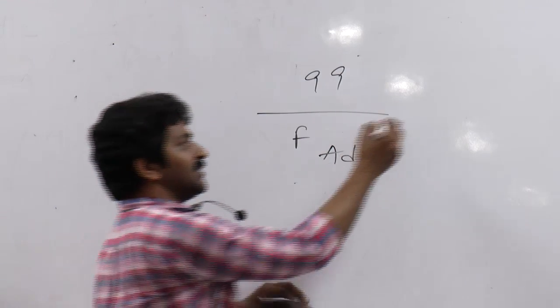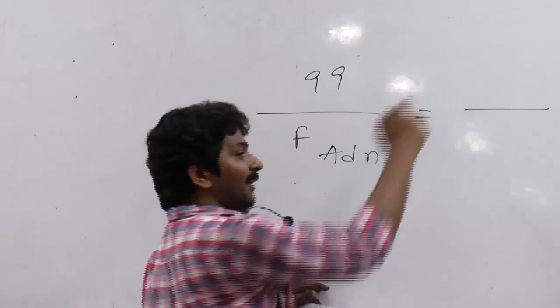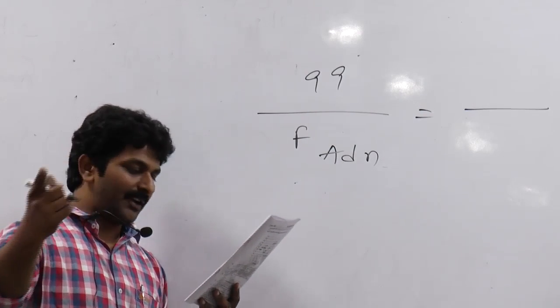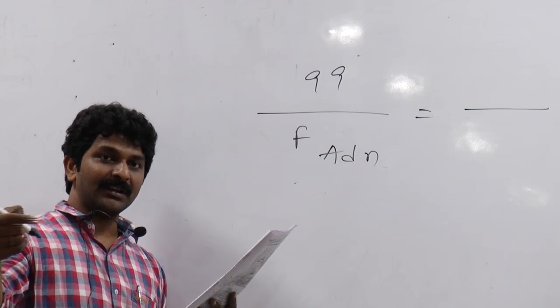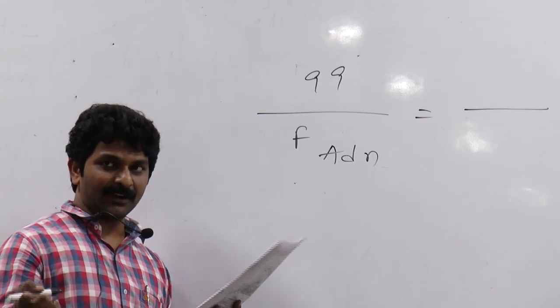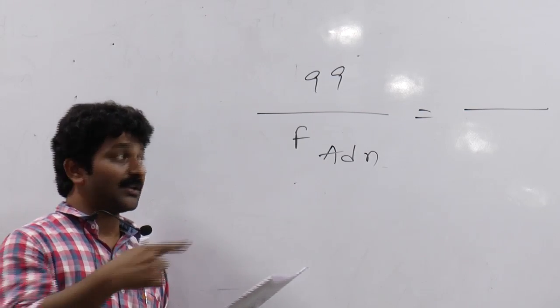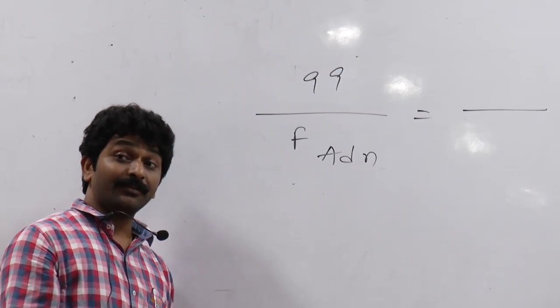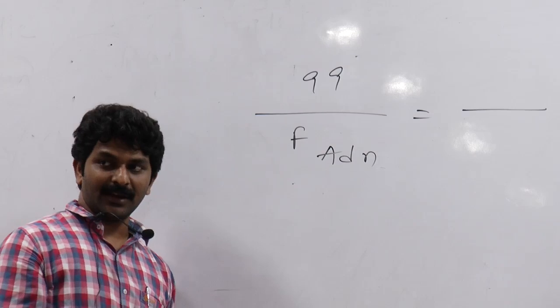Because in your answer also, the numerator should be a factor of 99. First option, 25, cannot be a factor of 99, so it cannot be your answer. Next option, 19, is not a factor of 99. Third option, 31, is not a factor of 99. Fourth option, 11, is a factor of 99. Fifth option, 33, is a factor of 99.